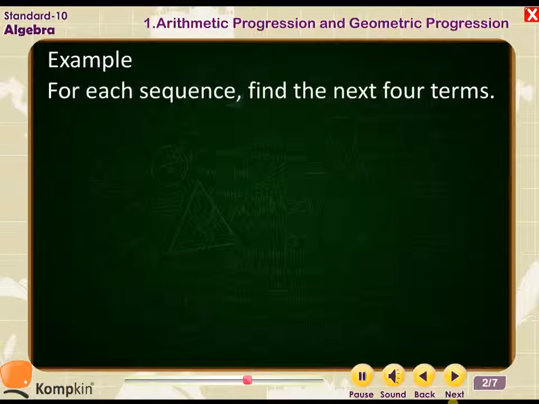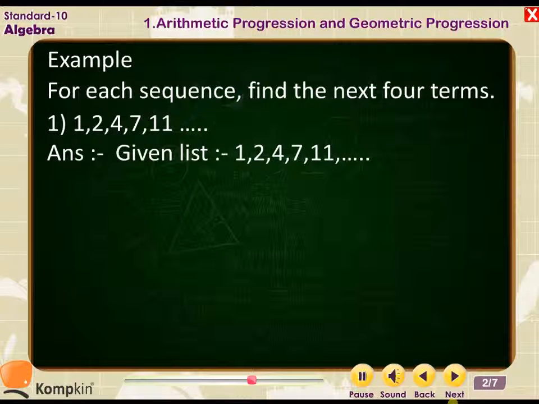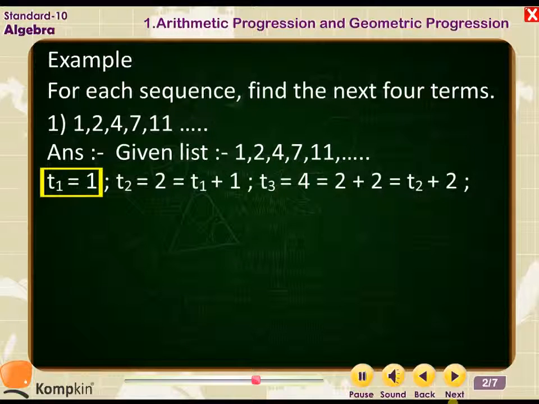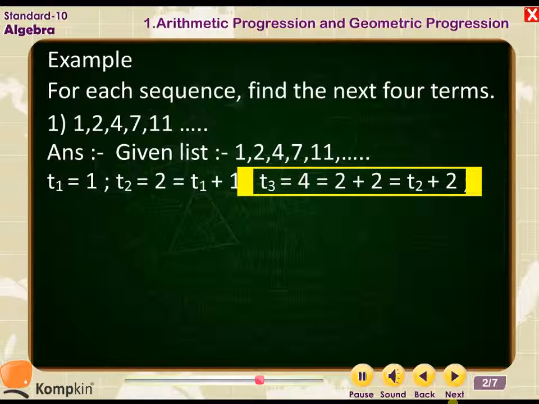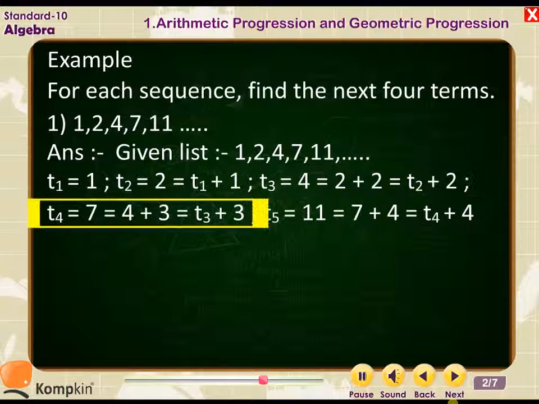Example. For each sequence, find the next 4 terms. 1, 1, 2, 4, 7, 11, and so on. Answer: the given list is 1, 2, 4, 7, 11, and so on. T1 is equal to 1, T2 is equal to 2, which is T1 plus 1. T3 is equal to 4, which is 2 plus 2, which is T2 plus 2.